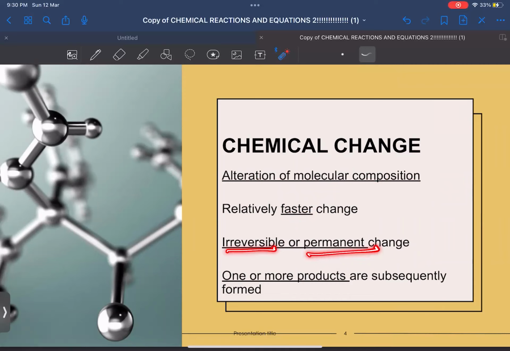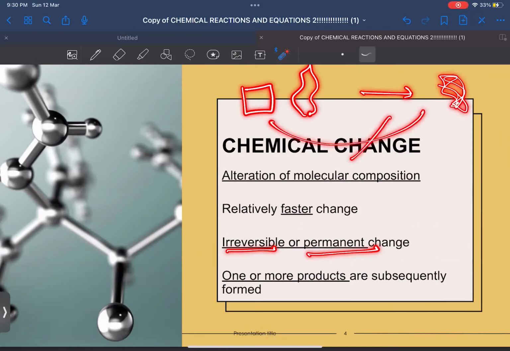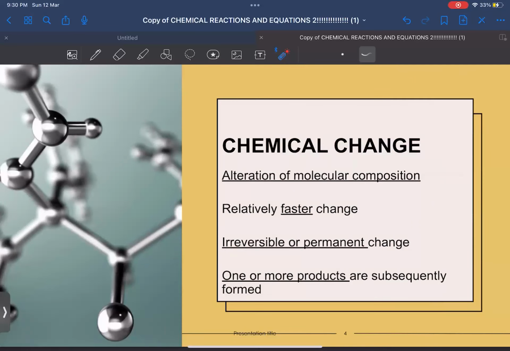For example, you have a piece of paper that you burn, you put it on fire, it burns, it turns into ash. This ash cannot give us paper again. This ash can never give us paper again. So, this is a chemical change. And we also see that paper gives us ash, which is a completely new product. So one or more products are subsequently formed, which are completely new products. So this is a chemical change.